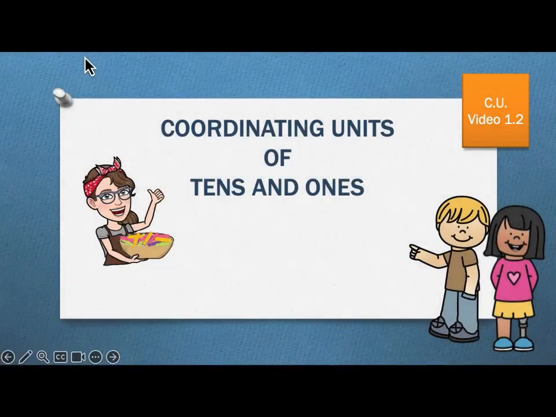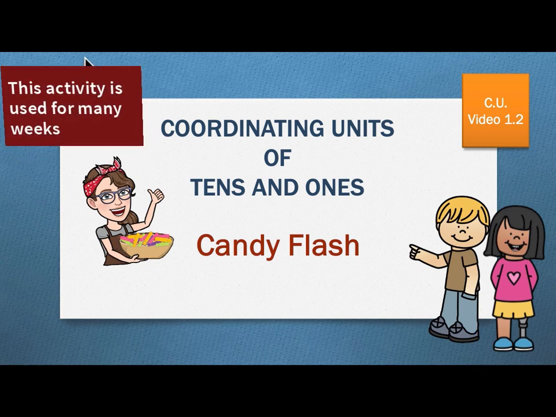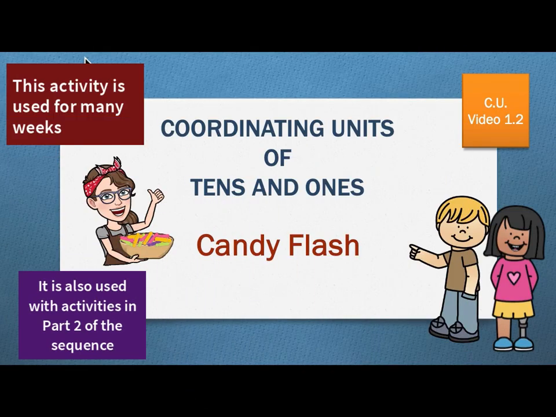This video segment is devoted to the next instructional activity in the sequence, one we call Candy Flash. Most teachers love this activity. As they use it repeatedly, they can see how children advance in the way they reason and how Candy Flash contributes to their understanding of coordinating units. This activity will be used productively for many weeks, including in combination with activities from part 2 of the sequence.